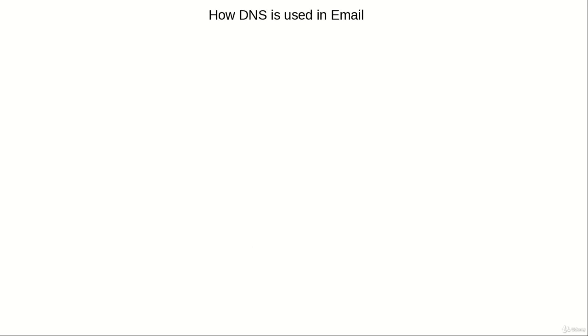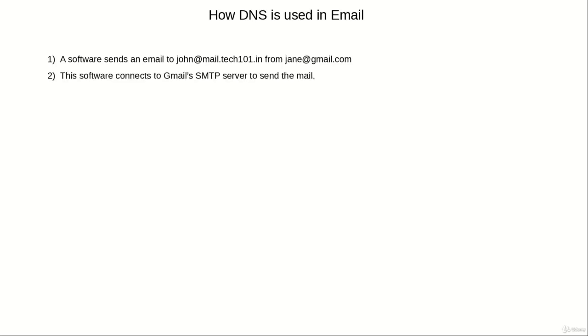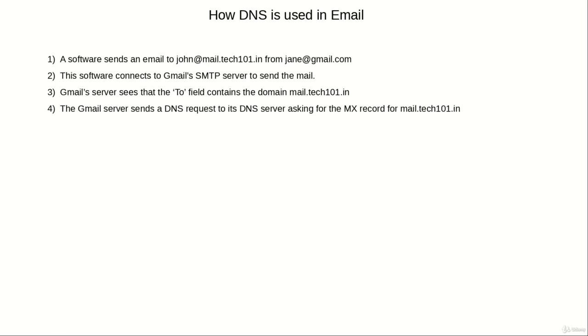Here is why we should learn about DNS. You see, email servers use DNS records in specific ways. Here is a sequence. A software sends an email to john@mail.tech101.in from jane@gmail.com. This software connects to Gmail's SMTP server to send the mail. Gmail server sees that the to field contains the domain mail.tech101.in. Gmail server sends a DNS request to its DNS server asking for the MX record for mail.tech101.in.